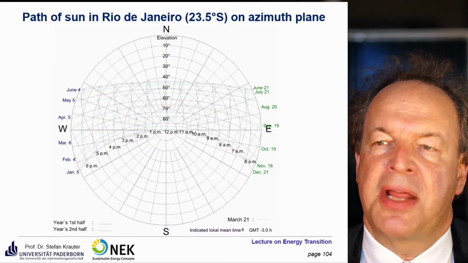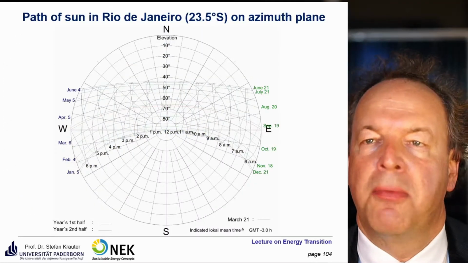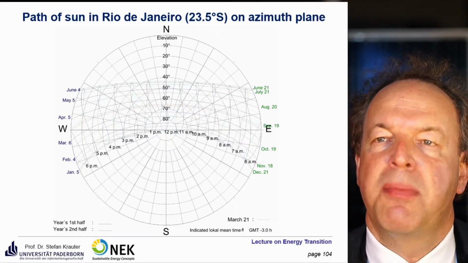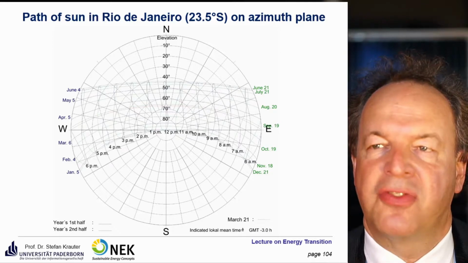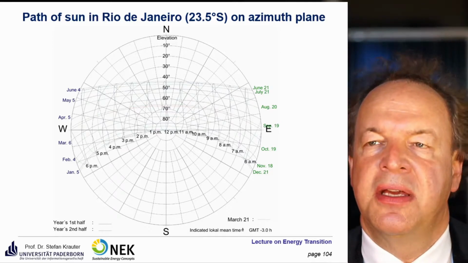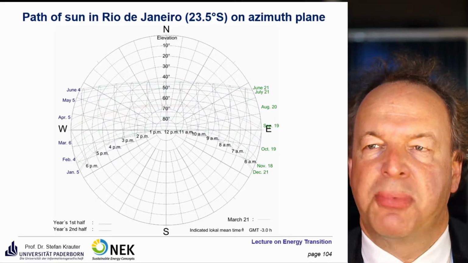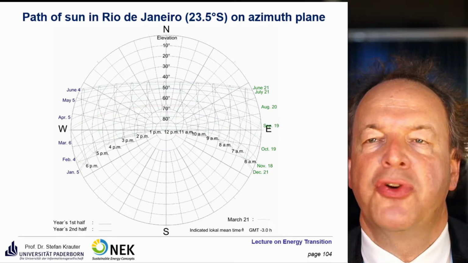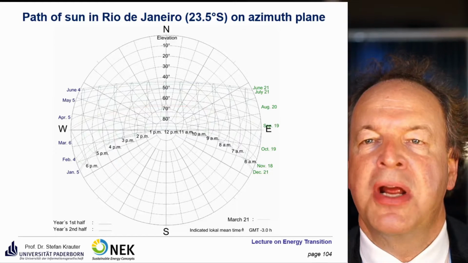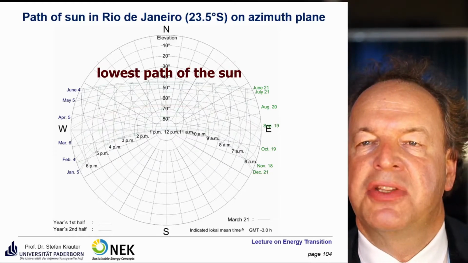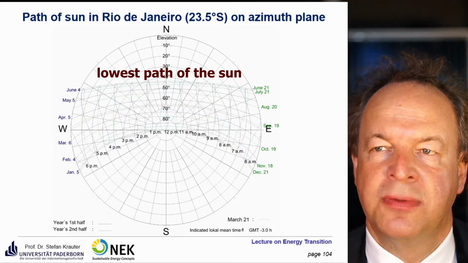This is another extreme. It's Rio de Janeiro, which isn't directly on the equator, but 23.5 degrees south of that. So the seasons are exchanged. So we have the highest position of the sun on the 21st or 22nd of December and the lowest position of the sun on the 21st or 22nd of June.